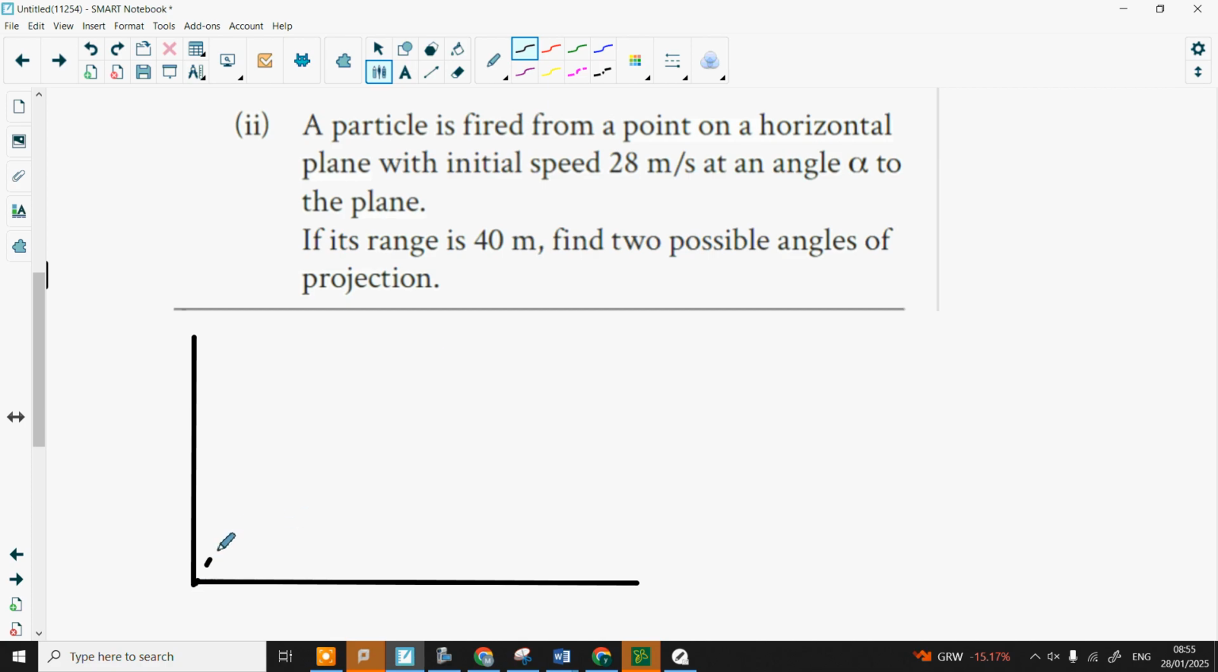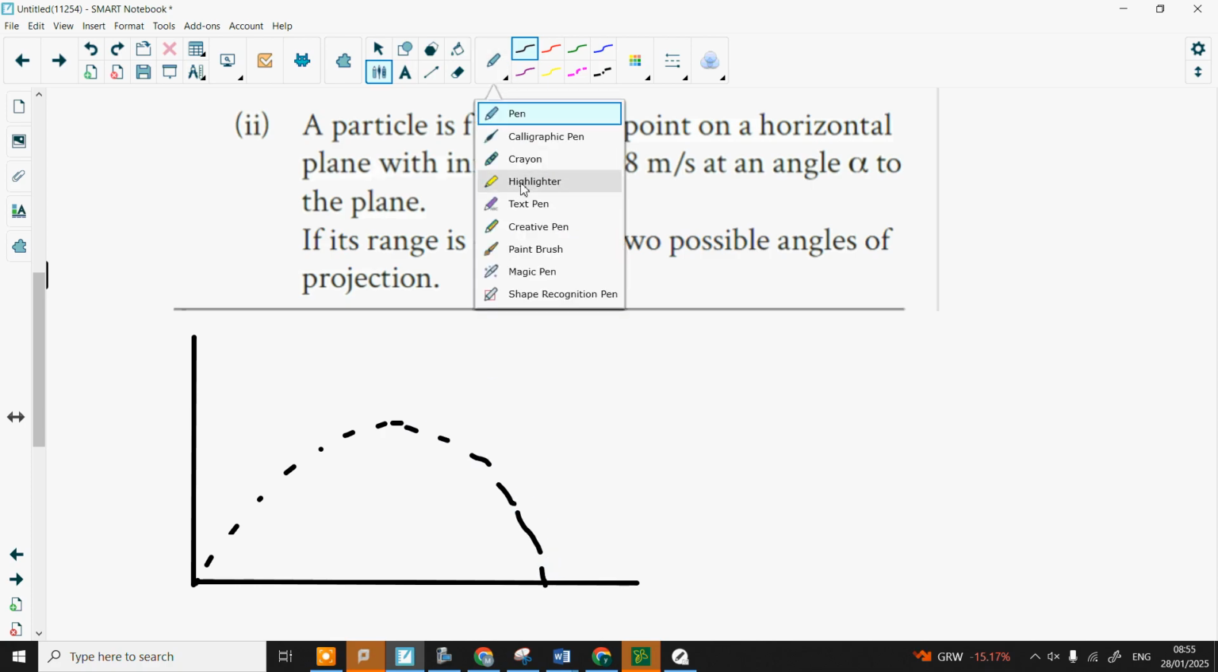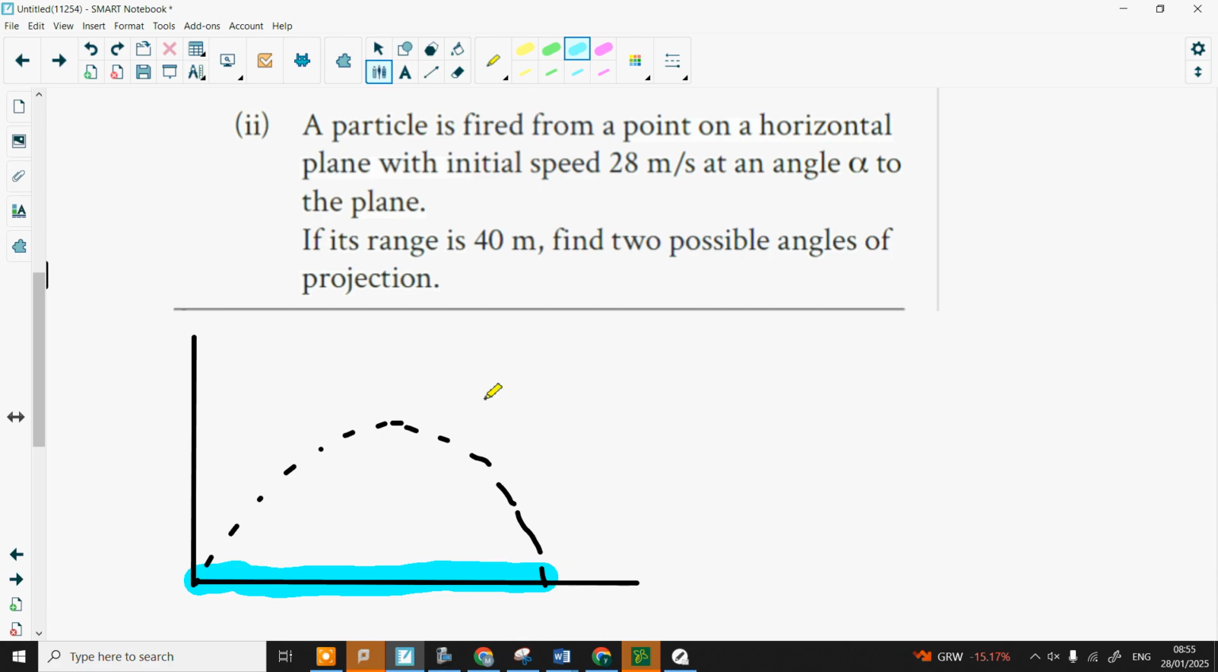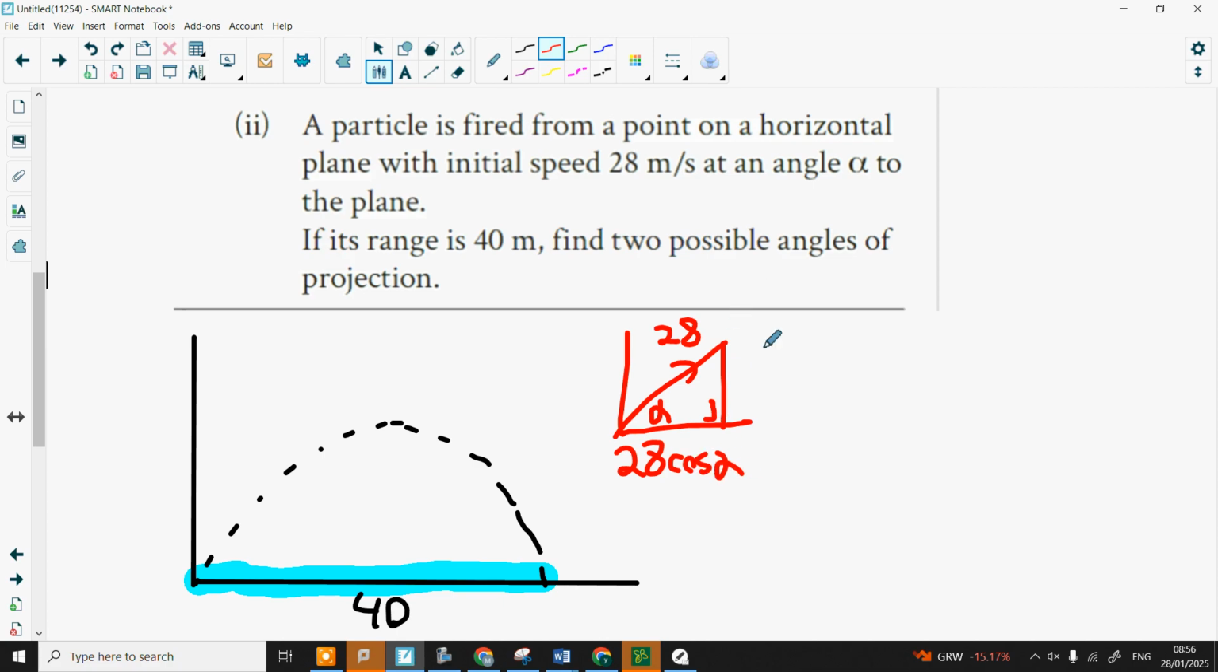Okay, so it goes up, comes back down again, and what we claim in this distance here is 40. Okay, now it's shot up at 28, isn't it? At an angle alpha, yeah. So what does that mean about the adjacent sides? 28 cos alpha. The opposite sides? Anybody know? Yeah, 28 sin alpha.